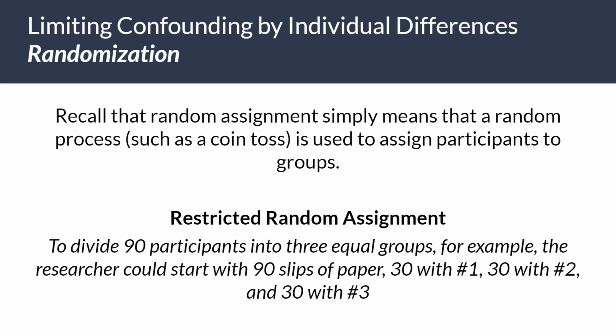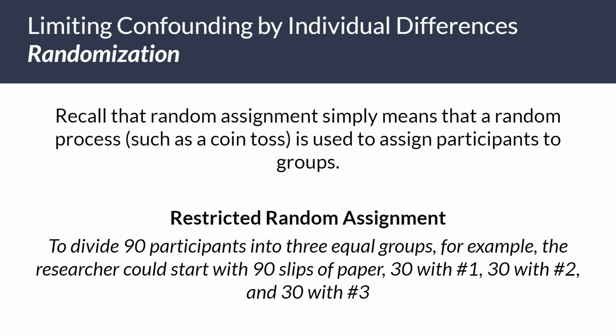Now, how do we limit confounding by individual differences? The first strategy is randomization. Recall that random assignment simply means that a random process, for example, a coin toss, is used to assign participants to groups. However, like I told you in the past lecture, we can have more heads than tails, and if that happens, then we can have more participants in group A than in group B, then our groups will be unequal when it comes to sample size.